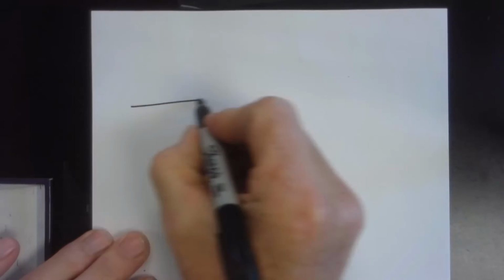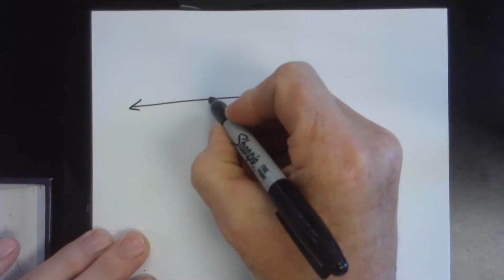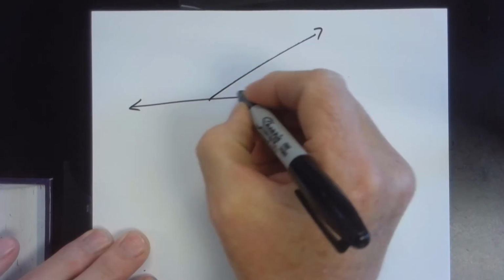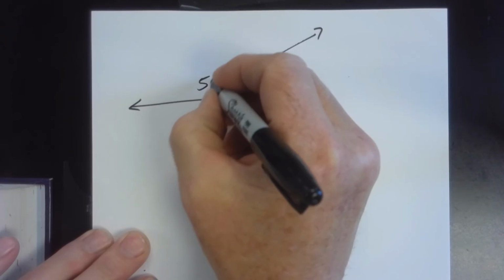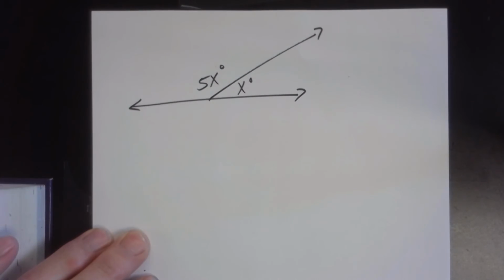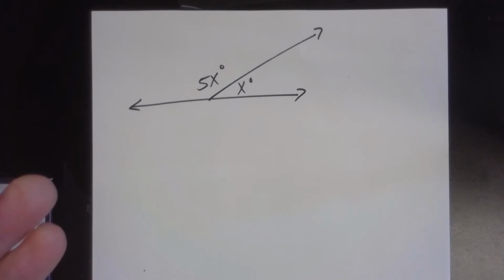Well, we better go to the bottom of page 50 first. There's a figure on example 5 at the bottom of page 50. It looks something like this: x degrees, 5x degrees. This figure right here, the two angles are labeled.